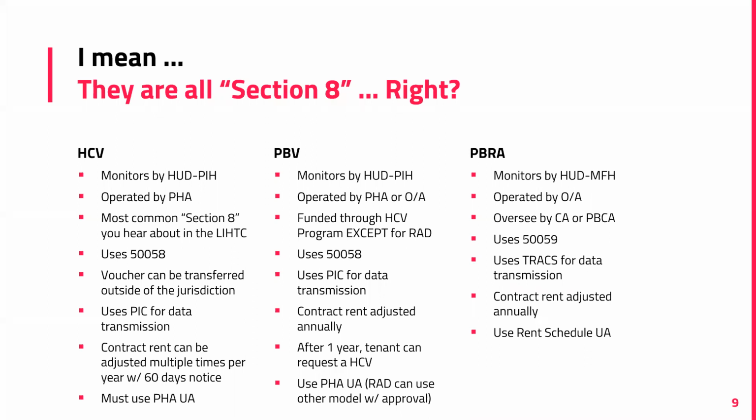Unlike the HCV and PBV, they use the 52.9. Instead of PIC, they use TRACS. And similar to project-based voucher, the contract rent is adjusted annually, and they use the rent schedule for the utility allowance.